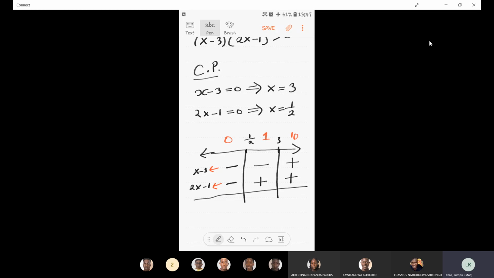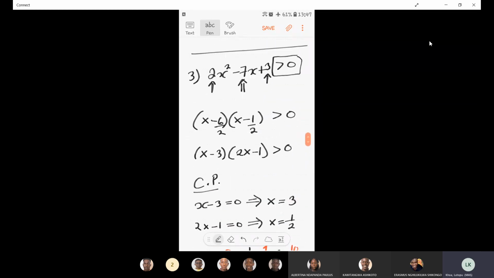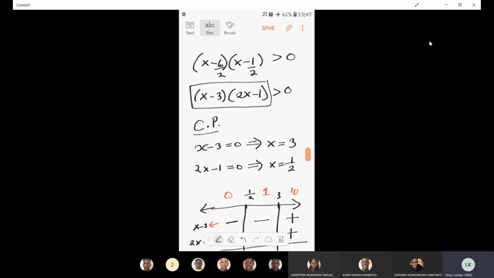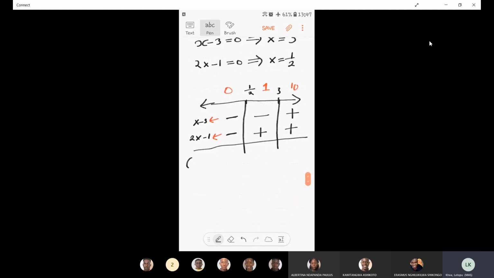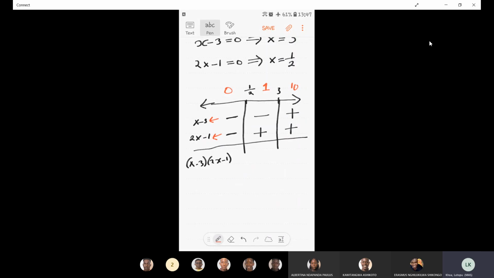Then in the last column, I put the question as it was when it was factorized. So what do I have? I have a product. So I will put the product. So I have x minus 3, 2x minus 1. And then now I multiply what the factors were giving me. So the first factor here gave me negative. This one also gave me negative. When I multiply them, my answer should be positive.